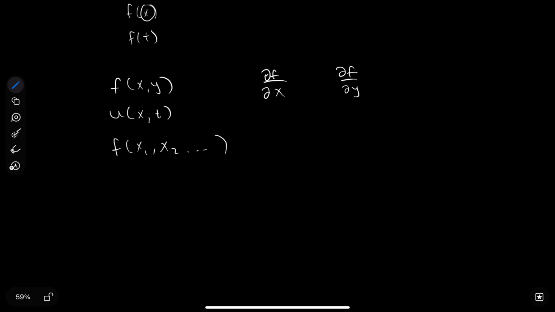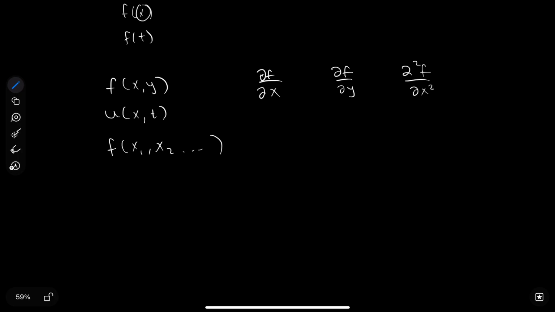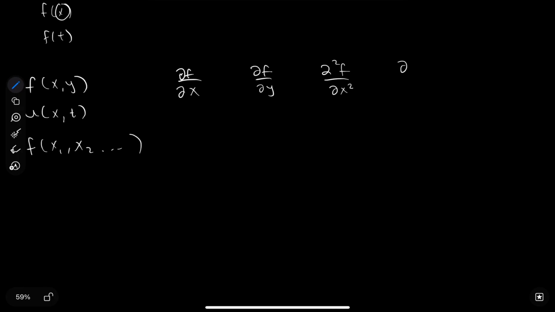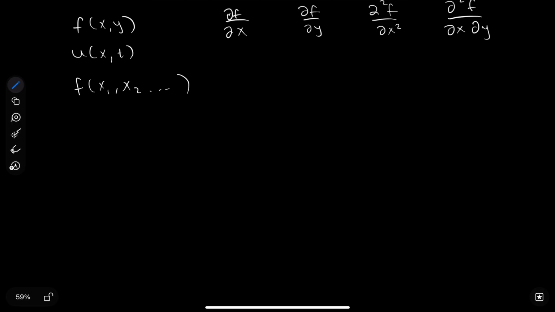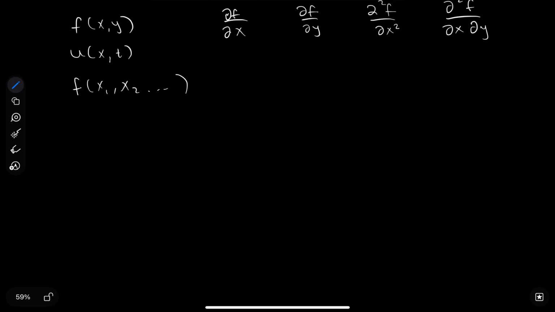We can also do the second with respect to x or y. And then something else we can do is take the first with respect to x and then the second with respect to y. Doesn't really matter. And then you can obviously extend this to as many variables as you like, as we have in the third example.